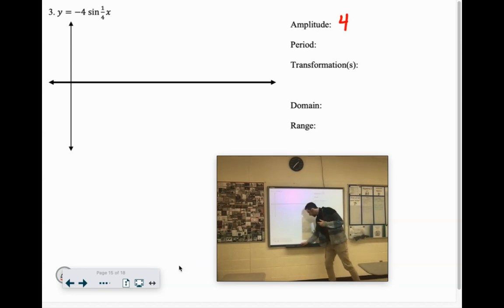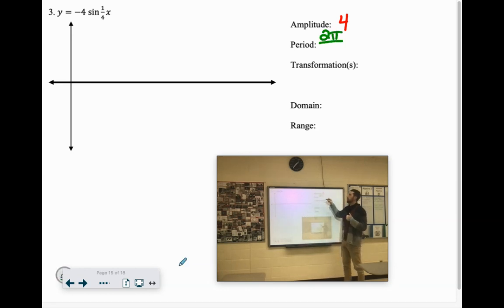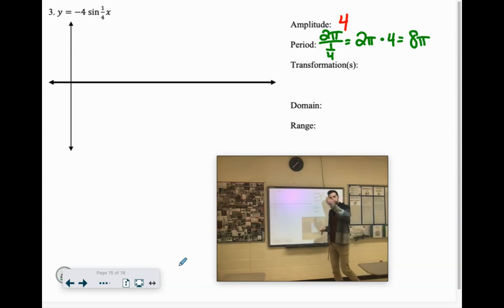The period, we do 2 pi divided by whatever is between sine and x, which is 1/4. But when you divide by a fraction, you multiply by the reciprocal. So we're going to multiply by 4/1, which is 4. 2 pi times 4 is 8 pi. So this will make a complete cycle at 8 pi.